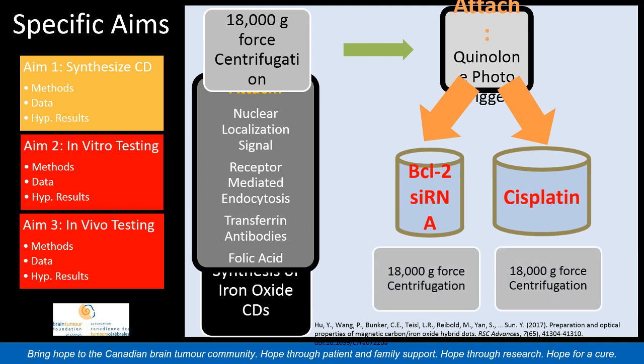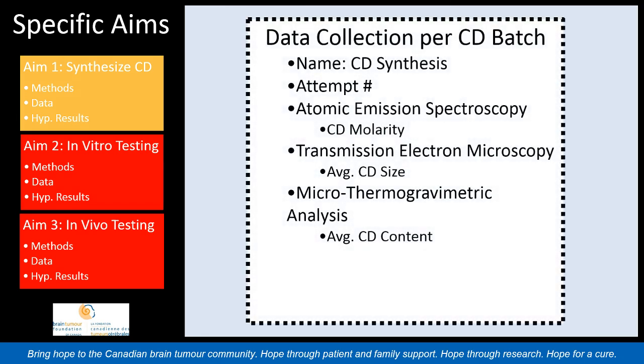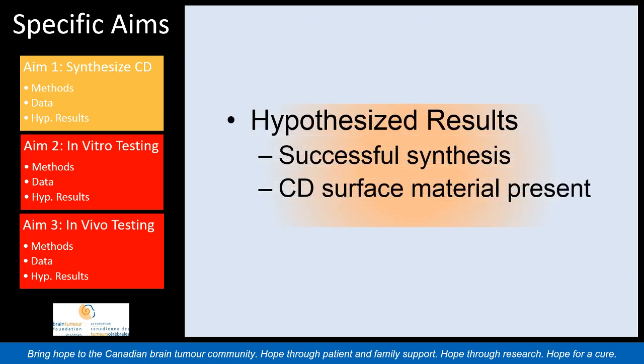We'll be dividing it into 2 batches. The first is BCL2 siRNA and cisplatin. Each will have 1 molecule of each. Then we'll be using centrifugation to get rid of the unattached particles. This is the data we will be collecting, and we hope to successfully synthesize the carbon quantum dot.